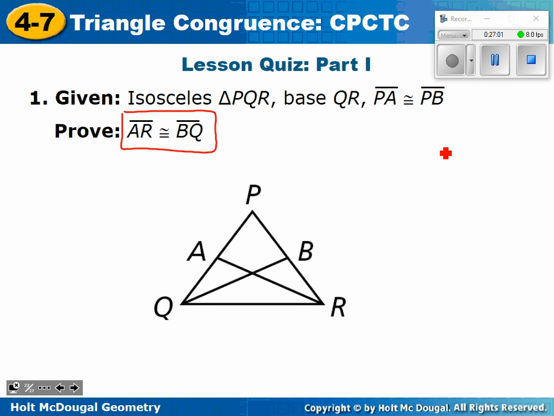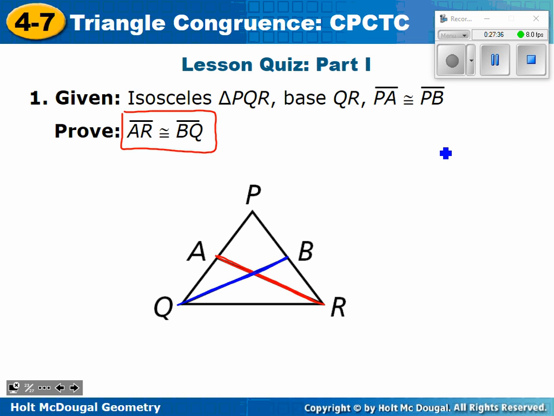Okay, so first I would figure out where are the two sides we're trying to prove congruent. So AR and BQ. So we're going to try to get those two line segments congruent. There's a couple different triangles that are made by those two lines. So then I would probably go up to my given and see what information they are giving me that I could mark. So they're telling me that triangle PQR is isosceles. What is that going to tell me?